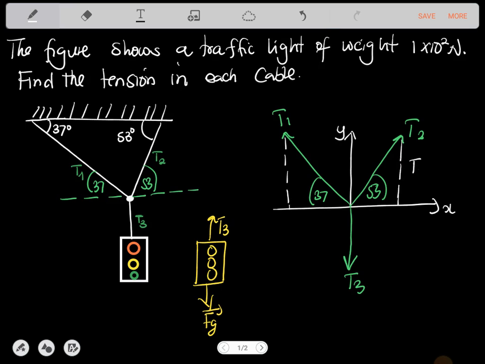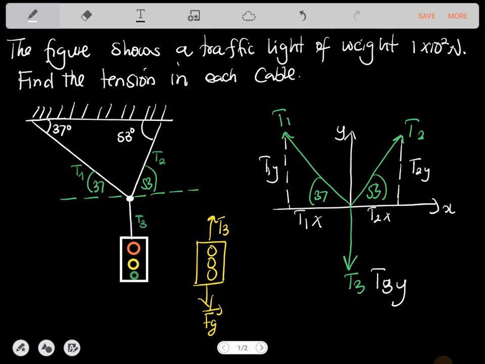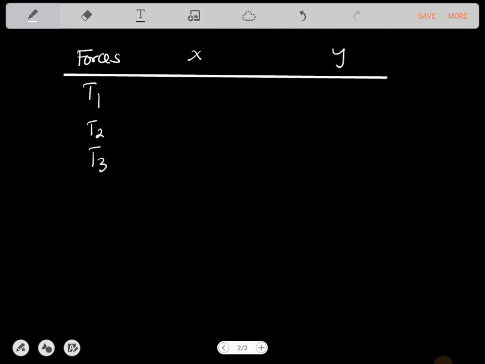So we have T2Y, we also have got T2X. We've got T1Y and T1X. Now for T3, there's none in the X, we just have got T3Y because there is nothing in the X-axis. Is it making sense? Good. So we take everything in the X. For the X, we've got T1X and T2X.